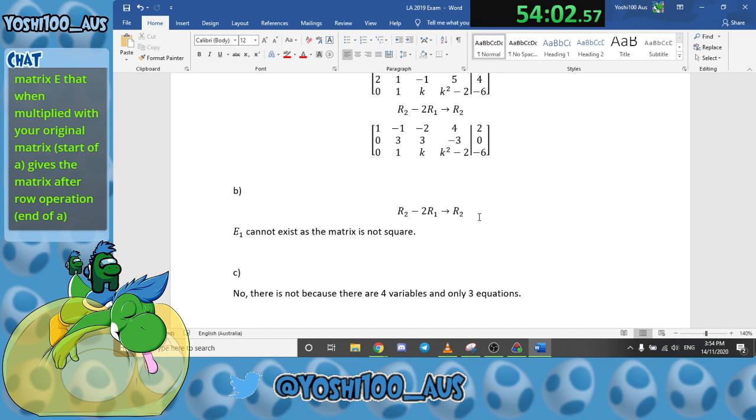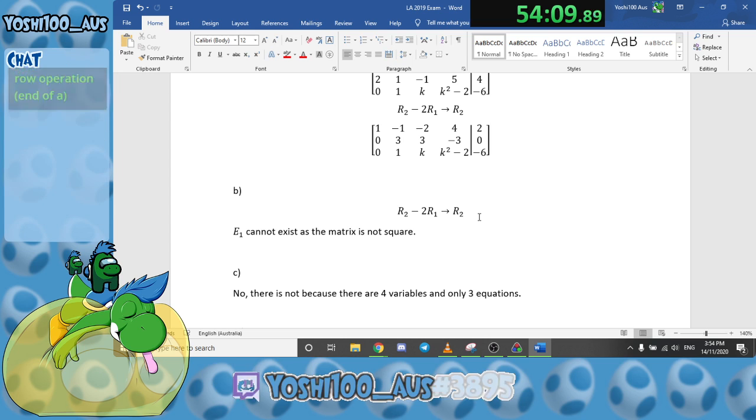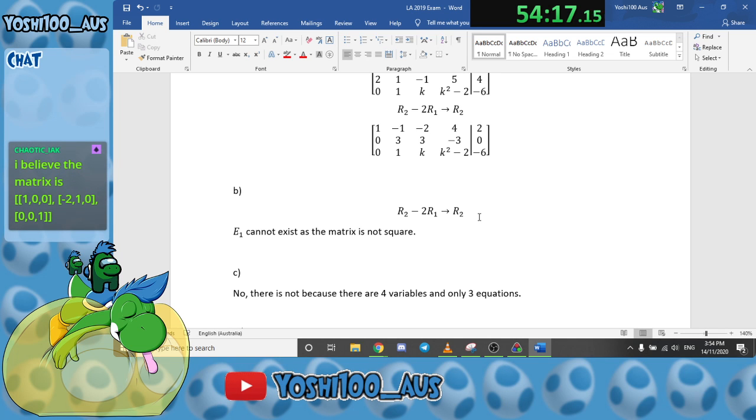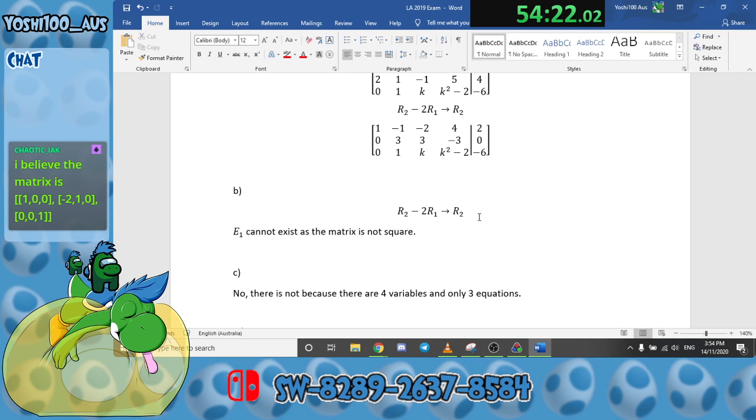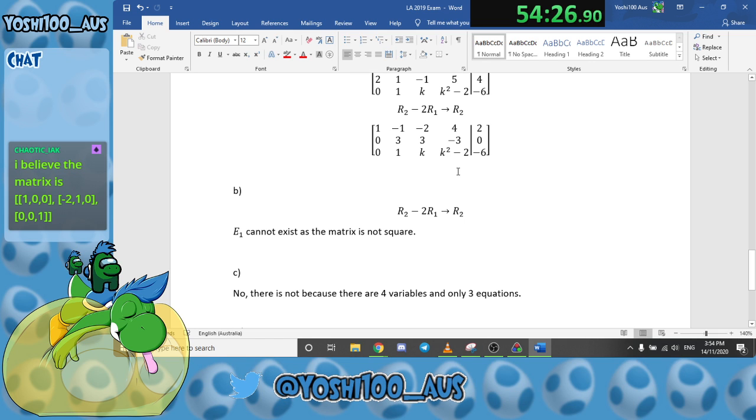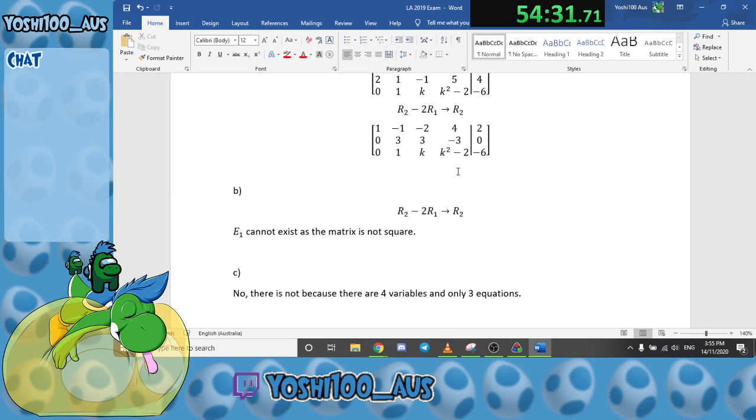Matrix E that when multiplied with your original matrix gives the matrix after row operation. Right, but usually you write it as... Oh, you can write it as a 3x3? Even if you have 4 columns? Like, that was my problem with it. I thought that it had to be a square matrix so you could represent it correctly, I guess.